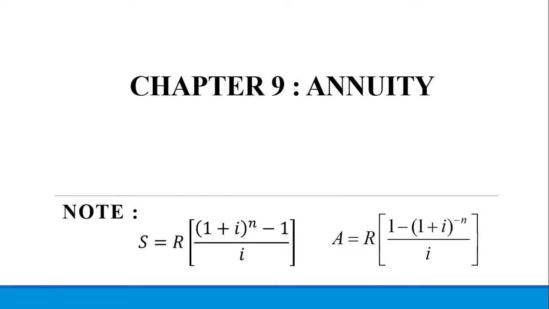Chapter 9 Annuity. In this topic, we will learn about two types of annuity, which is future and present. This is a future value and this is a present value. Okay, this is future value annuity, for the future and the present.